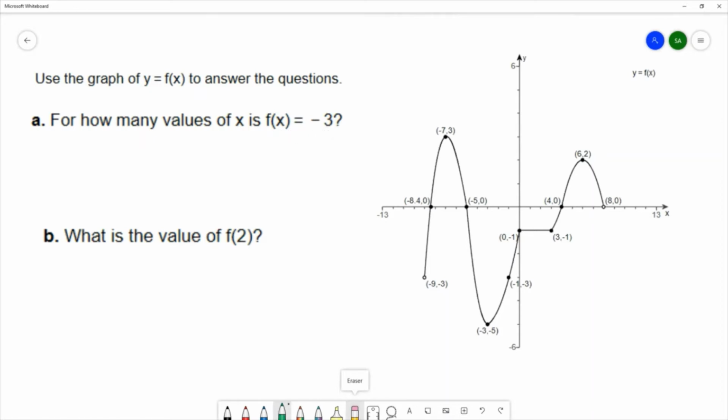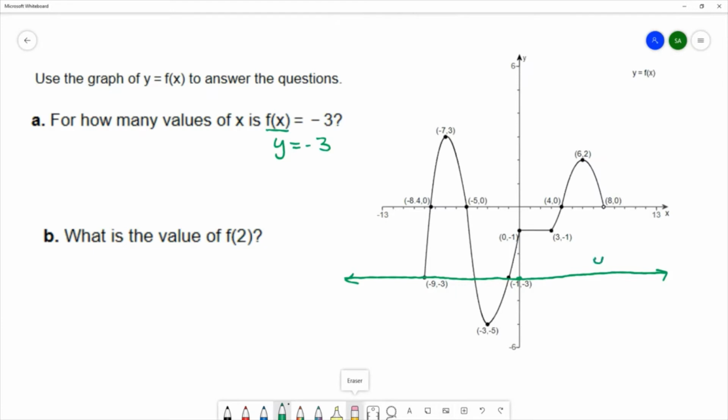So we have to keep in mind that f of x is the same thing as y. So what we're really saying is how many values of x have y equal to -3. To figure that out, I can go on my y scale to where y is equal to -3 and draw a horizontal line. And I want to think about how many times that horizontal line is crossing the graph.